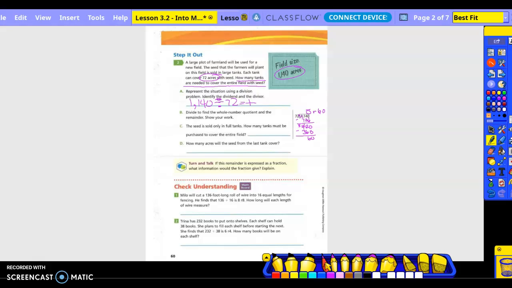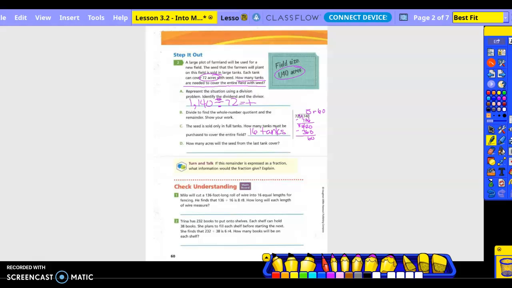So the seed is sold only in full tanks. How many tanks must be purchased to cover the entire field? We're going to have to take our remainder because we can't just leave it, right? We're going to have to round the quotient up to 16, right? So 16.